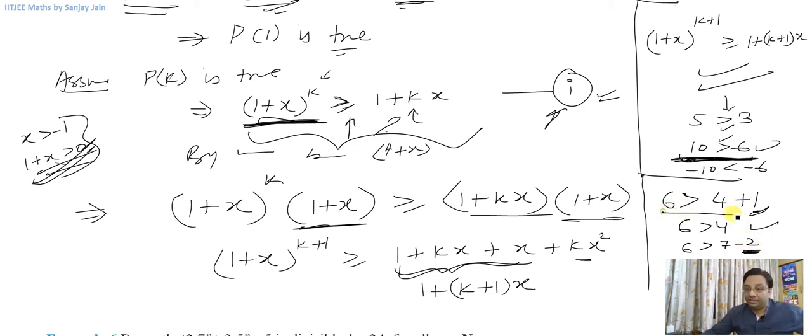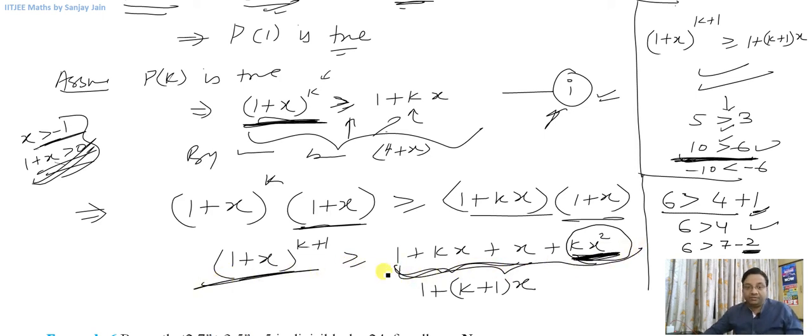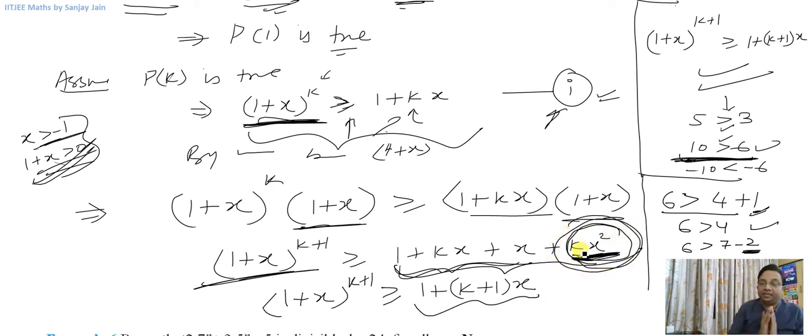But now see, k of x squared: k is a positive integer and x squared is also something positive. So even if x is 0, or it is given that x is greater than minus 1, this is always greater than or equal to 0, right? So if this is greater than or equal to this entire expression, it will definitely be greater than or equal to this expression, that is, without this. I can lose this without disturbing the inequality.